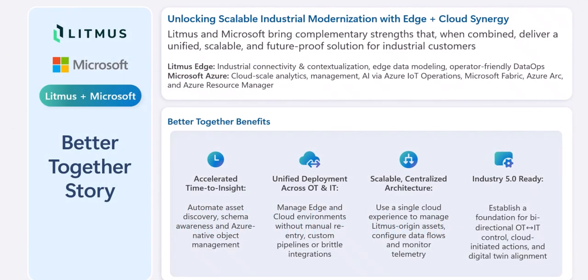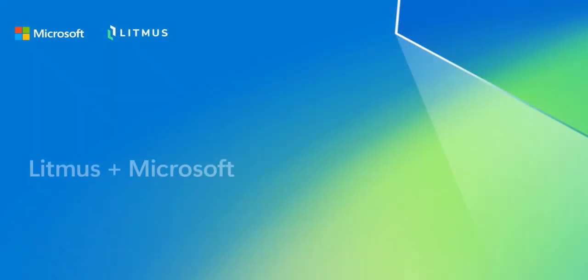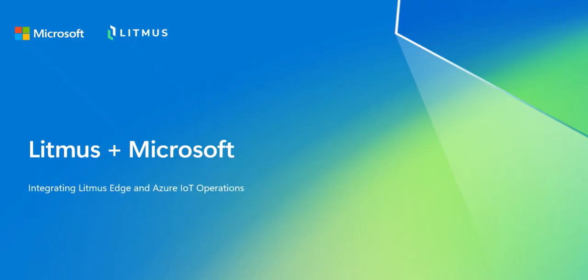To summarize, this integration delivers speed, accuracy, and scalability. It reduces onboarding time from hours to minutes, eliminates manual configuration errors, and enables real-time insights for predictive maintenance and operational efficiency. This is how Microsoft and Litmus accelerate your journey to smart manufacturing.